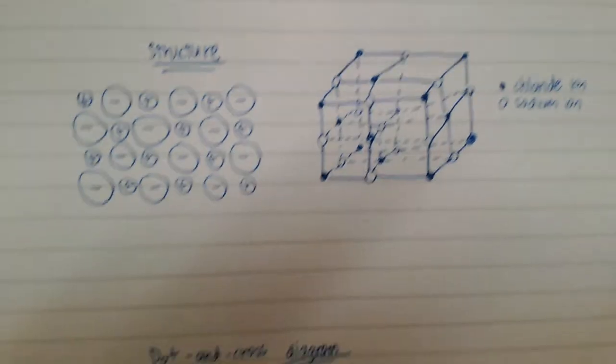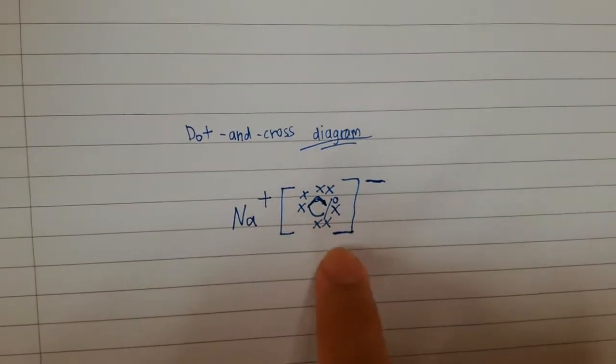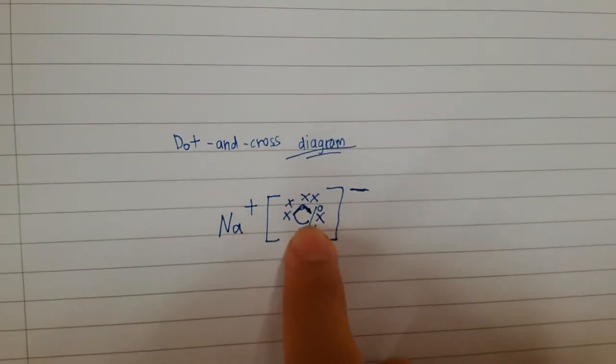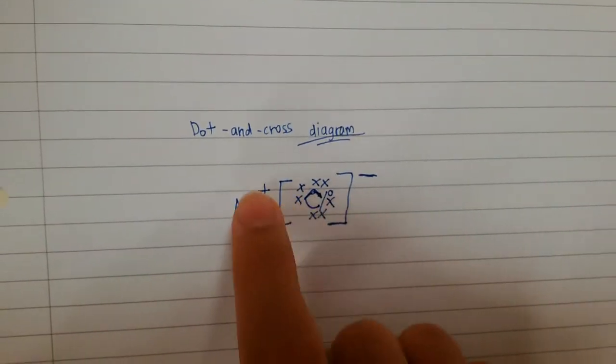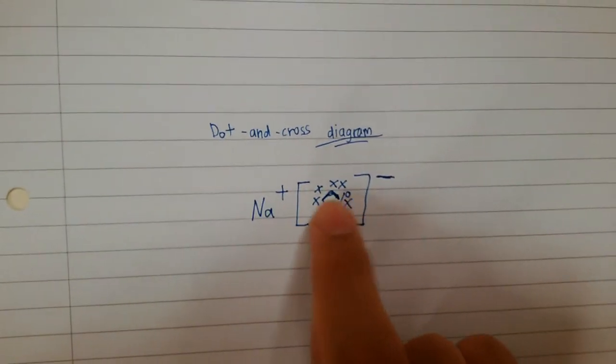To draw the dot and cross diagrams for ionic compounds such as sodium chloride, you first have to draw up the respective elements, such as the sodium cation and the chloride anion. After that, you mark down the respective charges of each of the ions. Then you draw up the valence electrons in the valence shell.